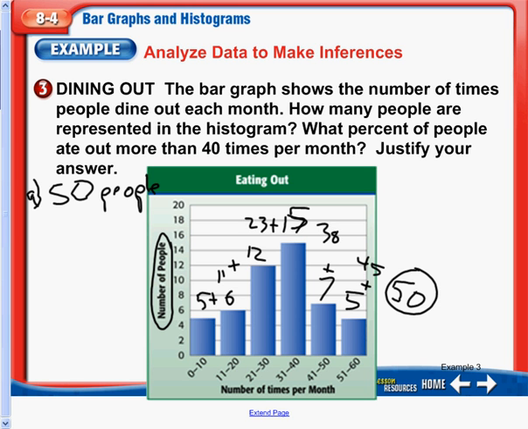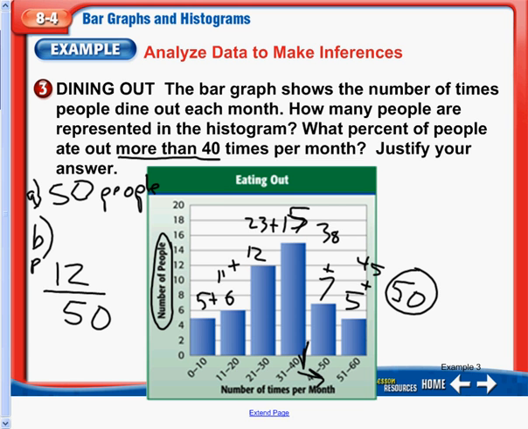The second question is, what percent ate out more than 40 times per month? So as I mentioned previously, this would be a type of question we can answer. They said more than 40, so we aren't worried about 40, but everything above it. So I see that we have a stack of 7 plus 5 is going to give us 12. So those are the number that do eat out more than 40 times per month, but we're trying to find a percent. So we take how many we have as a part and divide it by the whole, which we just had above of 50.